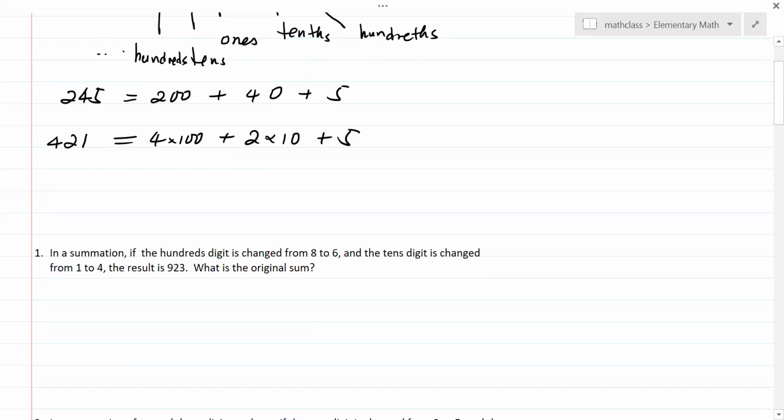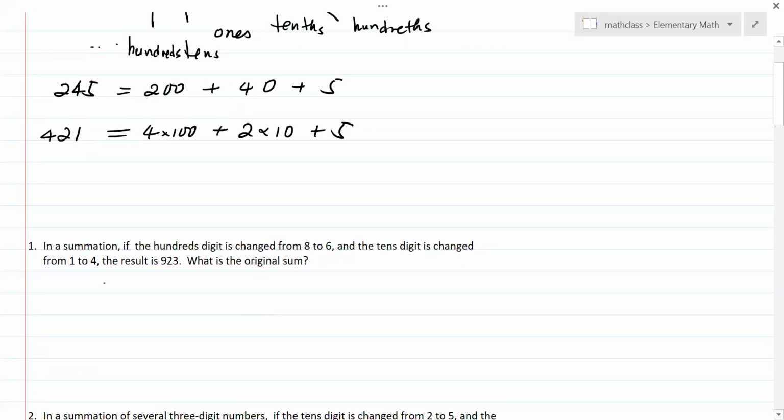Now you don't need to know which number you are changing. You have several numbers, so this means at least one of the numbers has 3 digits. Let's look at this number. The hundreds digit originally is 8, the tens digit originally is 1. We don't know the last digit, the units digit. It's changed to 6, and this is a 4, and so on.